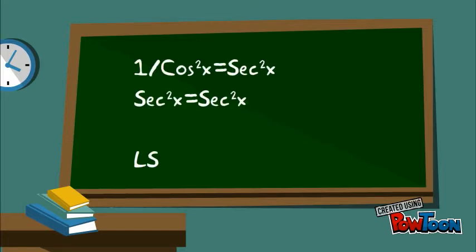Lastly, you would look at your reciprocal identities and realize that secant is equal to 1 over cosine. So 1 over cosine squared x is equal to secant squared x.